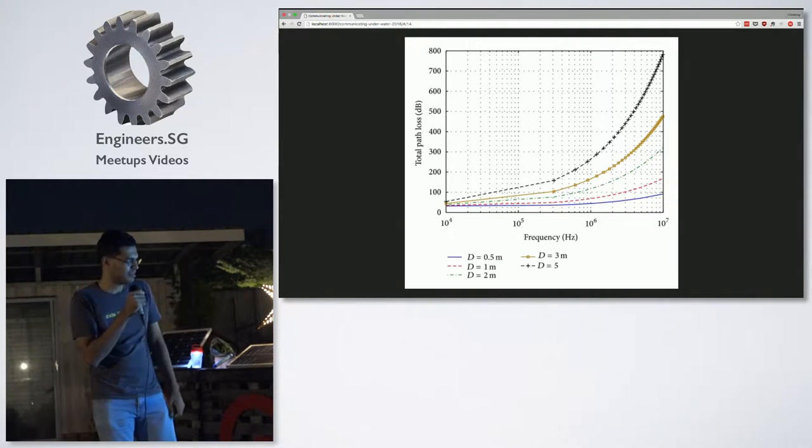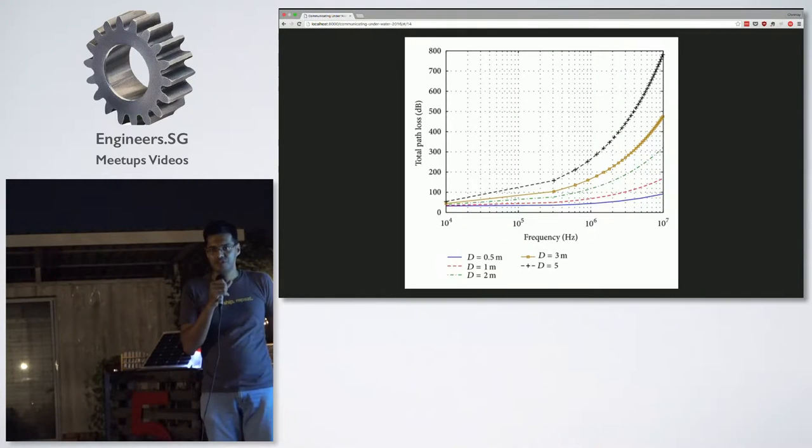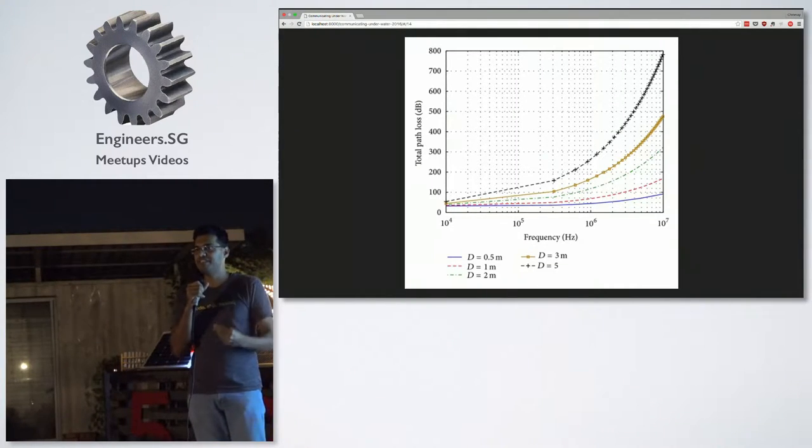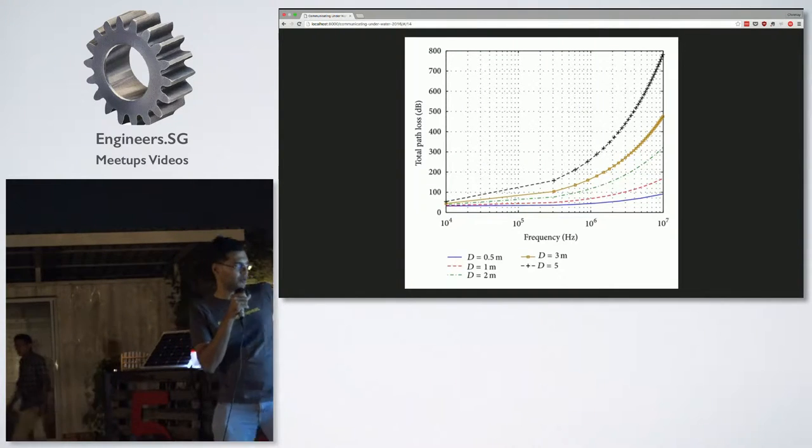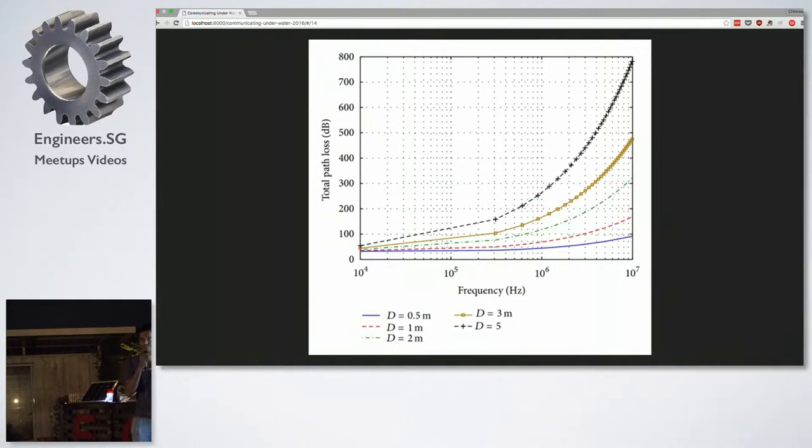Now, this is a graph. I'll try to explain it to you. It basically tells you how much power a radio frequency signal loses as it travels underwater. Each curve is a different distance it travels underwater. If you just look at the black curve, which is 5 meters, let's just take a random frequency. A radio signal in only 5 meters loses a bit more than 100 decibels, which is something like 50,000 times of its energy. So it reduces drastically in the amount of energy just traveling 5 meters.